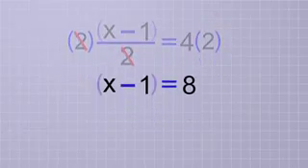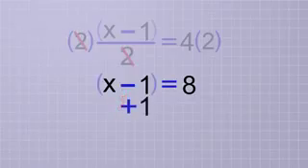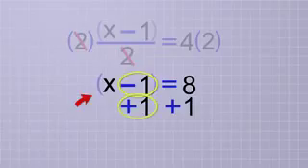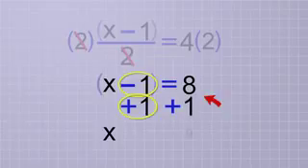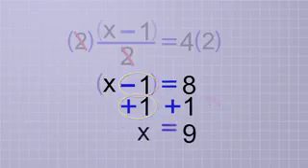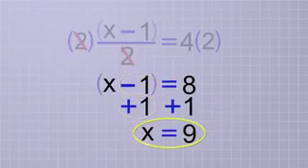Next, we can undo the operation inside the group by adding 1 to both sides. On the first side, the minus 1 and the plus 1 cancel, leaving x all by itself. And on the other side, we have 8 plus 1, which is 9. So in this equation, x equals 9.